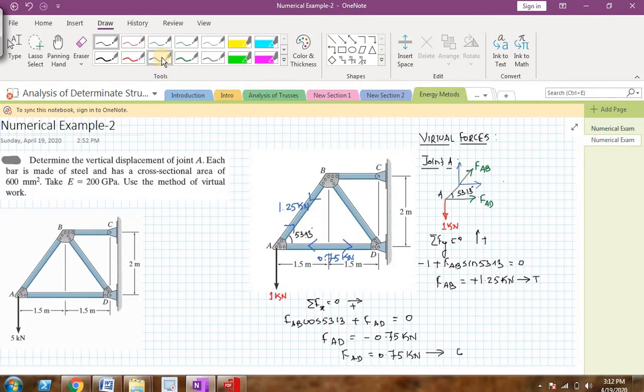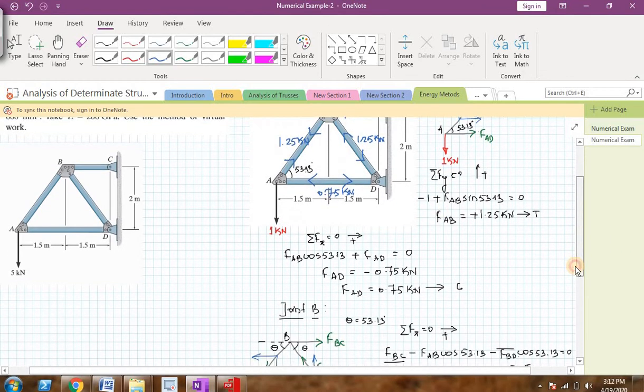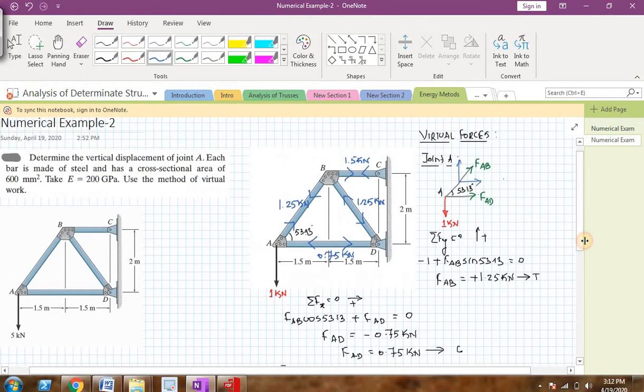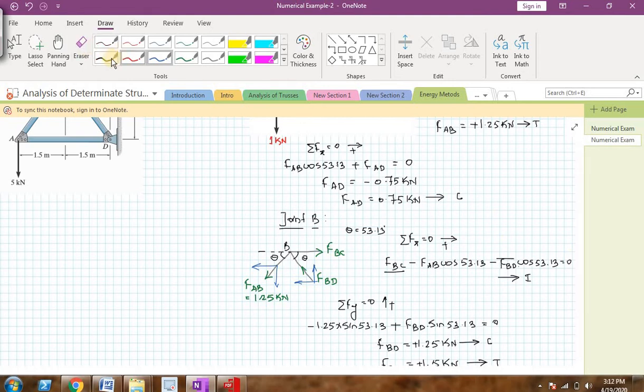Okay, yes. So this is tensile of 1.5 kilonewtons, and this is compression of 1.25 kilonewtons. So now I know the forces in all the members of the truss. Now, these are all actually called the virtual forces. Now my next task will be to actually find the real forces.